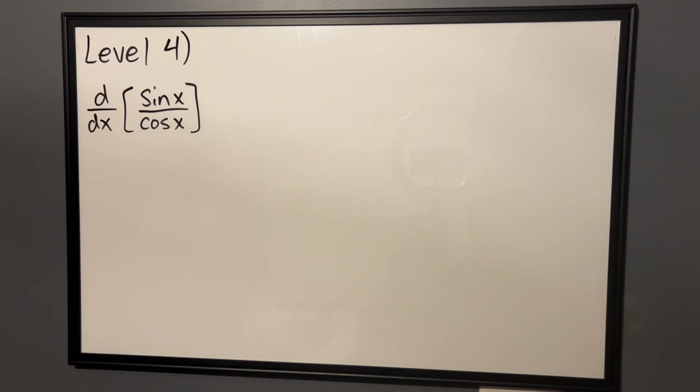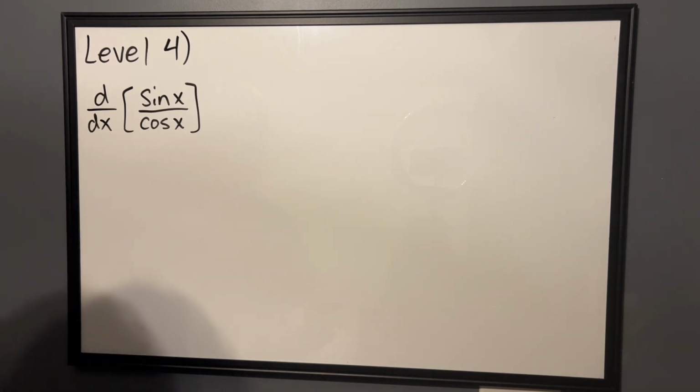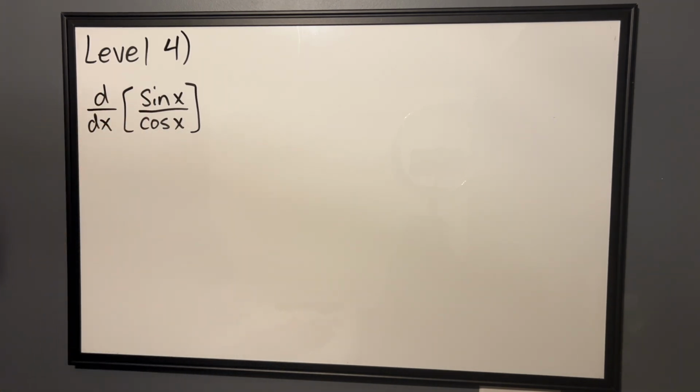Okay, so here we have level 4. This is the derivative of sine x over cosine x. Now there's two ways we can do this, and I'll show both ways for this solution. But we're going to try using the quotient rule first, right? We're going to try to use a rule here because we have a function over another function, which means we should probably use the quotient rule.